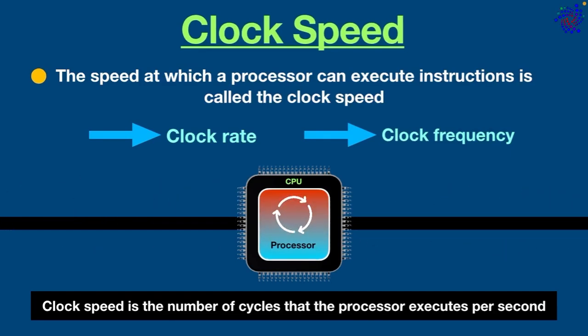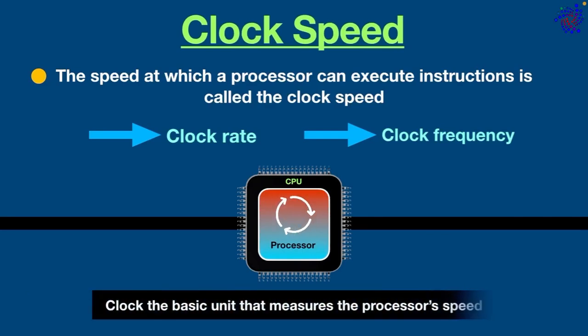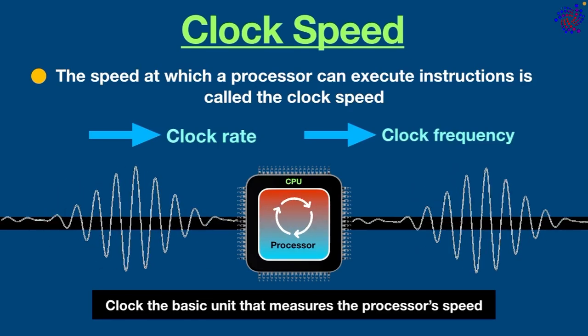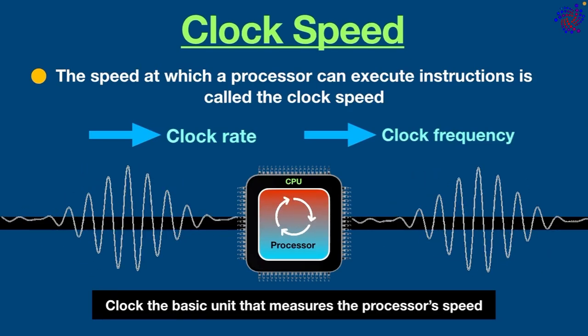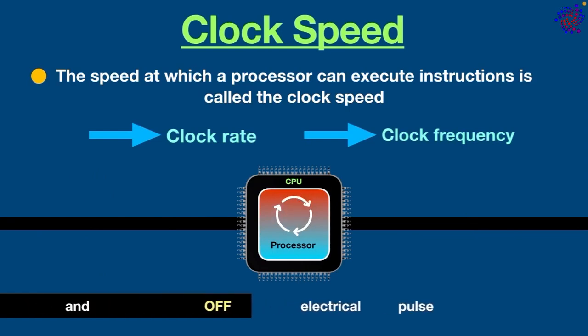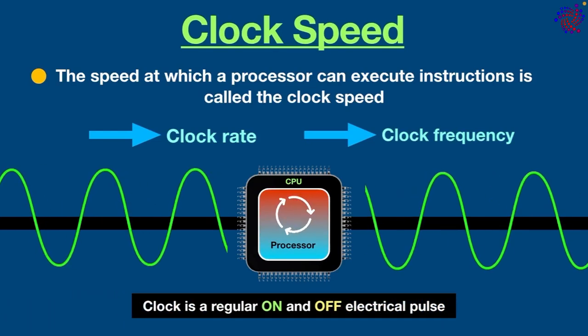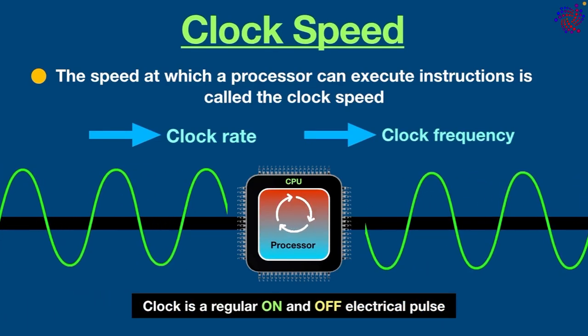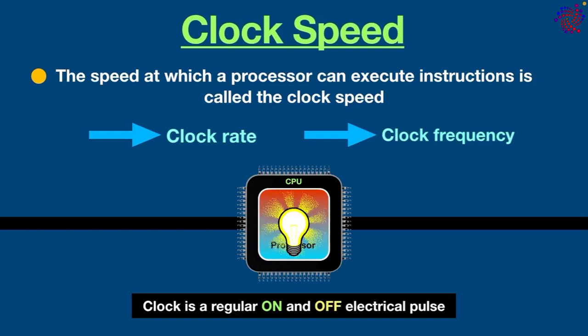Now you must be thinking, what is a cycle, right? Well, it's the basic unit that measures the processor's clock speed. The faster the clock, the more instructions the CPU can execute per second. Technically, we can say the clock is a regular on and off electrical pulse. Each time the pulse goes from on to off, then back to on again, is one cycle. During each cycle, billions of transistors within the processor open and close.